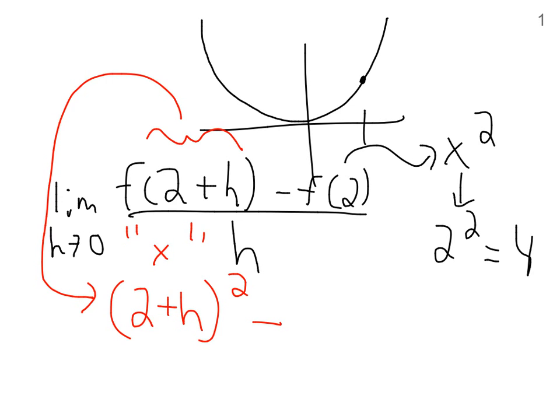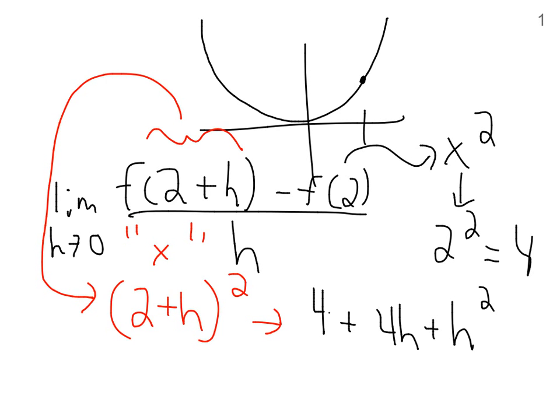So what's 2 plus h squared? Now, remember, it's not 2 squared plus h squared. A lot of people make that algebra mistake, but if you were to actually expand it out, you would get 2 squared plus 4h plus h squared. And 2 squared is 4, so I'll just write that as 4. I'm just kind of showing the pattern for how you write those out. So 4 plus 4h plus h squared.